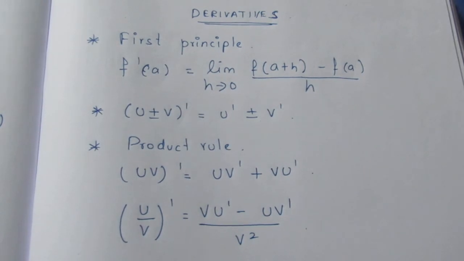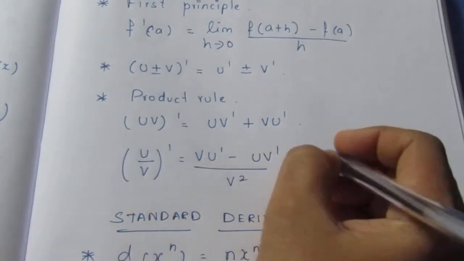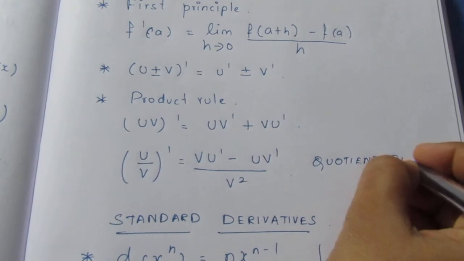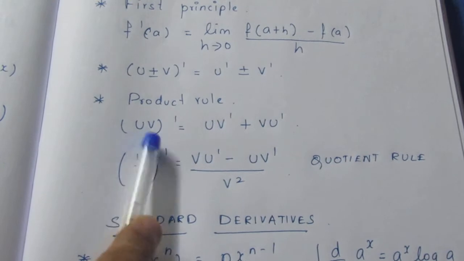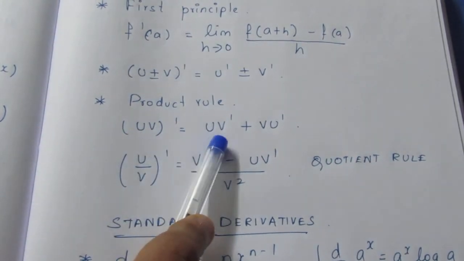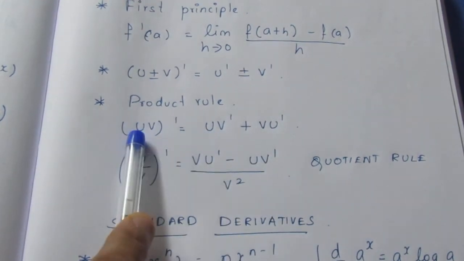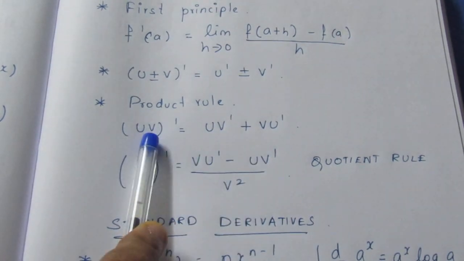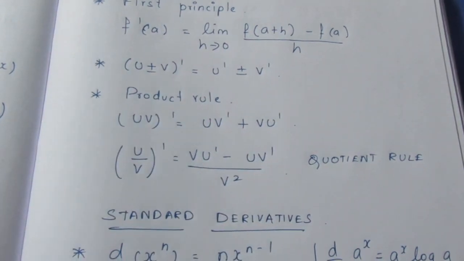For multiply or divide, there is a rule called the product rule. Here, for this, it is the quotient rule. For multiply, it is the product rule. For the product rule, if you multiply two things, (uv)' is equal to u times the derivative of v, plus v times the derivative of u. (uv)' means keeping u as it is, we need to differentiate v, plus keeping v as it is, we need to differentiate u. This is called the product rule.